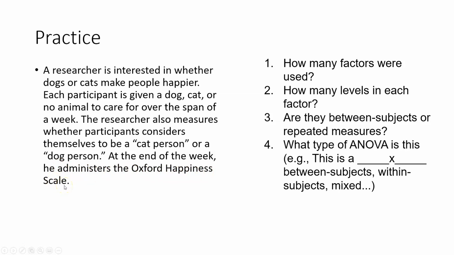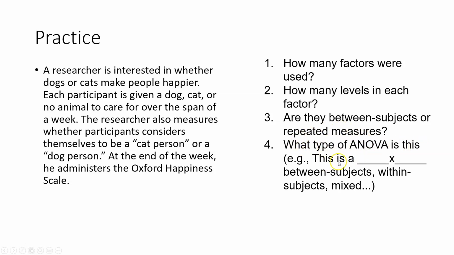So we need to now consider how many factors were used, in other words, how many independent variables were used. Then, of the independent variables there, how many levels were there in each factor? And are there any between subjects independent variables? What about repeated measures?